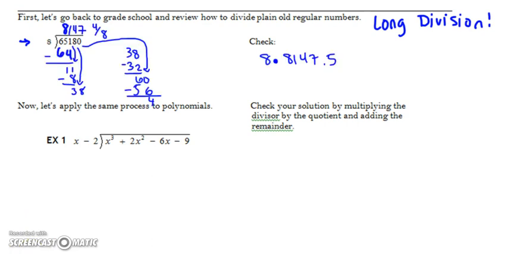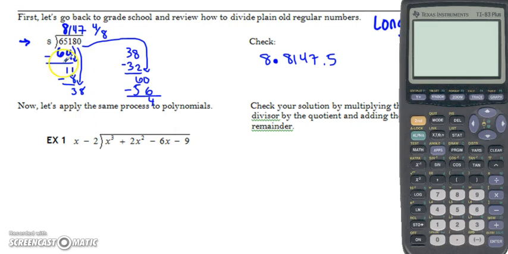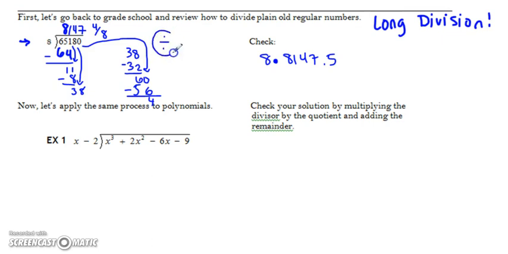So let's see how you did. I took 8, divided it into 65,180, and I got 8,147 and 4/8, which is really 8,147.5. All right, and we're going to check on my calculator to see if that's right. So 8 times 8,147.5. Sweet.